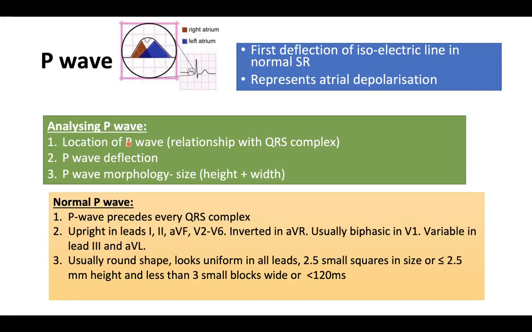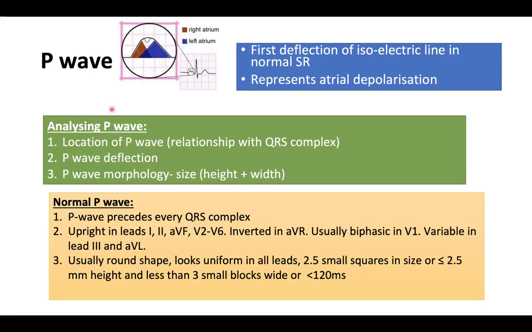Okay, so in terms of a normal P wave, the P wave should always precede every single QRS complex in normal sinus rhythm. It should be upright in leads 1, 2, AVF, and V2 to V6. It is always inverted in AVR. And this again is just because of the flow of current and the direction in which AVR is looking in relation to the apex of the heart. That's why the P wave looks negative in AVR.